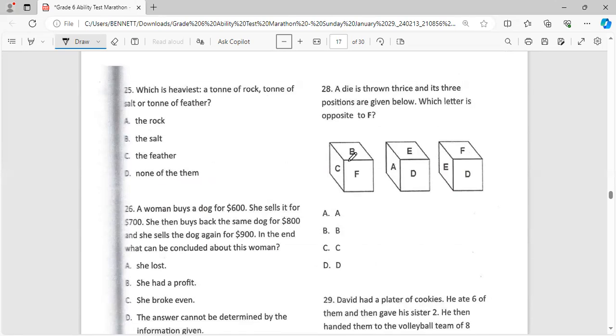All right, question 25. Which is the heaviest: a ton of rock, a ton of salt, or a ton of vinegar? The rock. That question is bad. No, salt, sir. None of them. Look at what they say. Rock is heavy, but it's not the weight of each one of them. They gave us the weight.